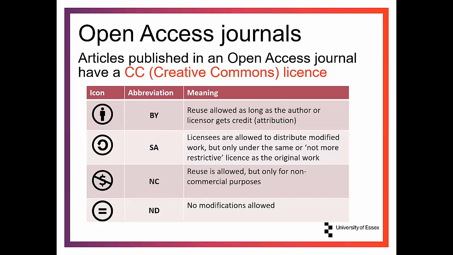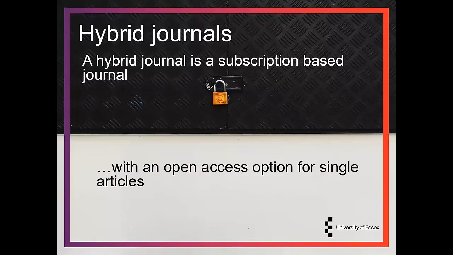The ND element, which stands for no derivatives, means reuse is allowed, but no modifications to the original work are permitted. If you're funded, you might be restricted in which license you can use. Funders often ask for CC BY, though in humanities, CC BY ND is more common. Publishing in hybrid journals means that while the journal operates as a subscription-based journal, you do have an option to pay to make your article available open access.